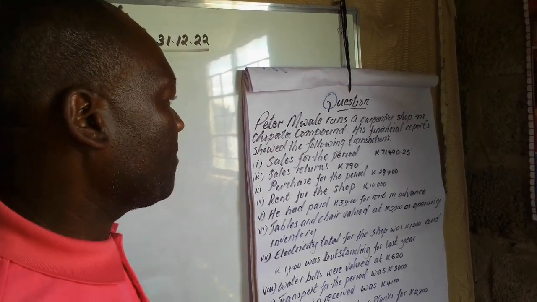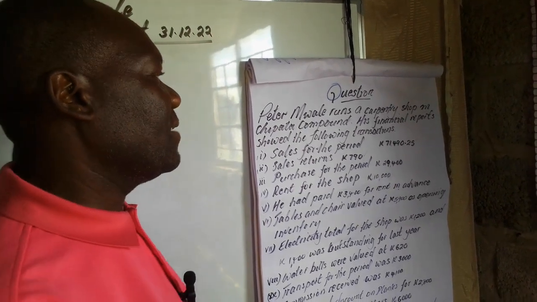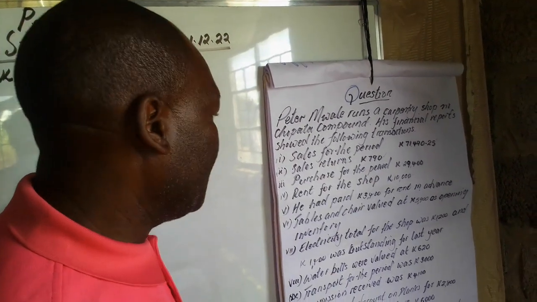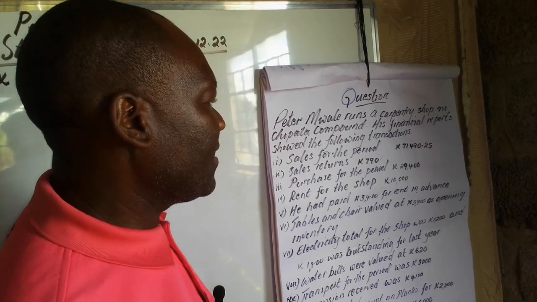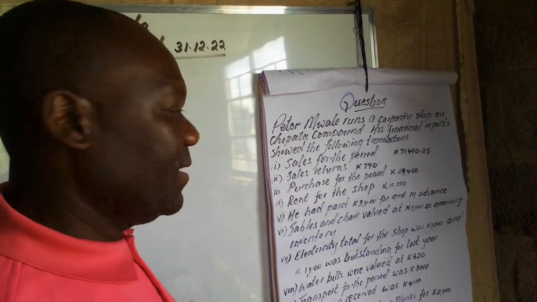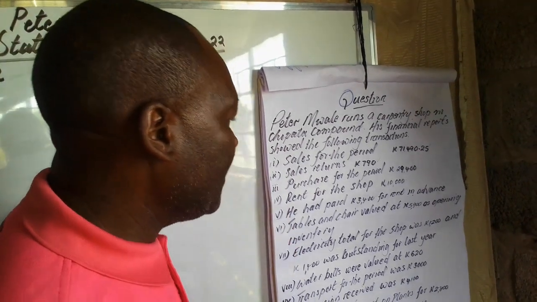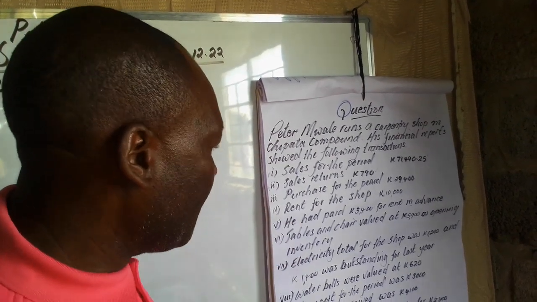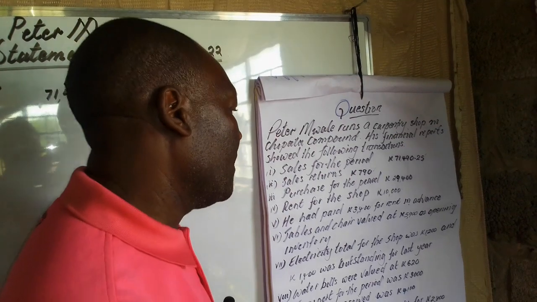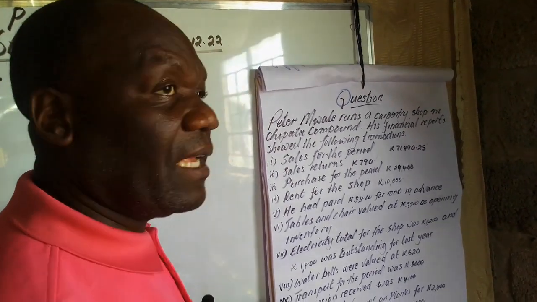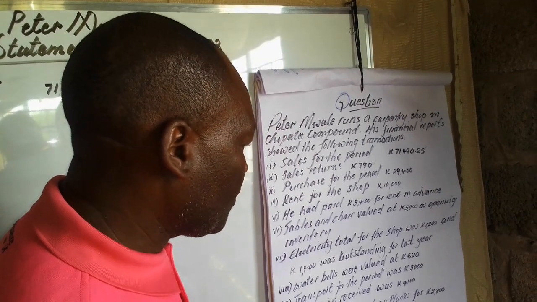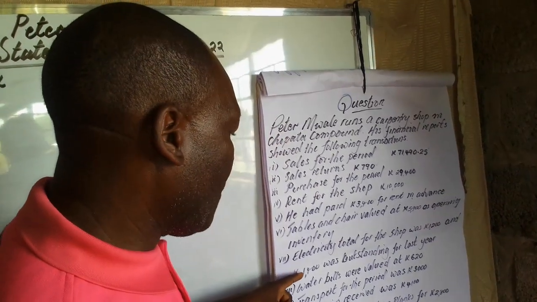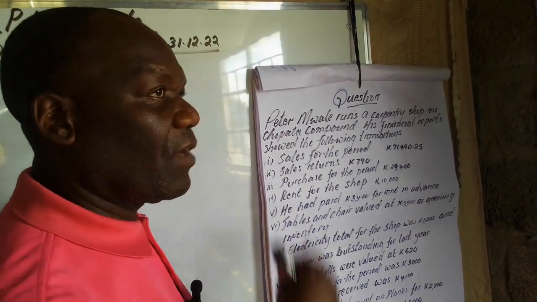Number 1, sales for the period 71,490 kwacha 25 ngwee. Sales returns 790. Purchases for the period 29,400. Rent for the shop 10,000. He had paid 3,400 for rent in advance. So this is a prepayment. Then tables and chairs valued at 5,900 as opening inventory. Electricity total for the shop was 1,200 and 1,400 was outstanding for last year.